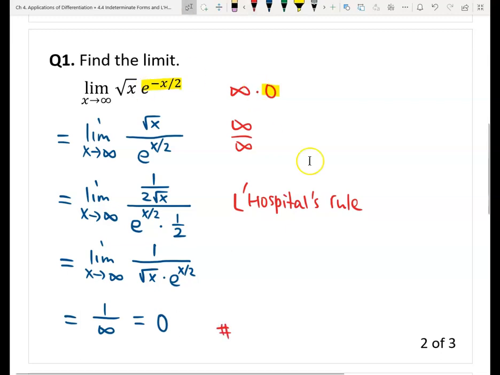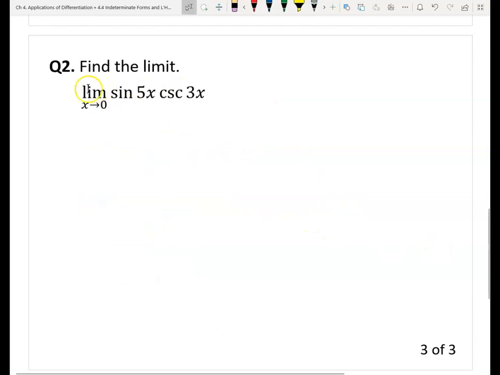Let's practice one more question. Here is the last question. So first, we have to check if the product is indeterminate or not, right? Okay, so let me see. The first is sine 5 times x, okay, which means it goes to 0, right? Okay, let me write. So the first term goes to 0 times the second, a cosecant function, which is the reciprocal of sine. See, x equals 0, 3x equals 0, which means the denominator goes to 0, right?